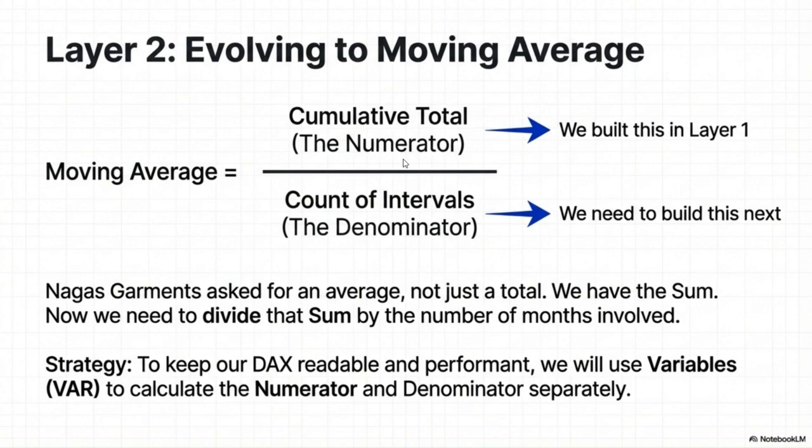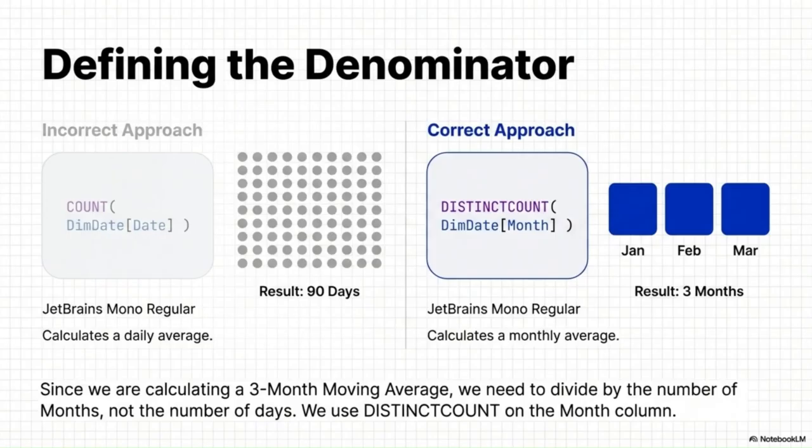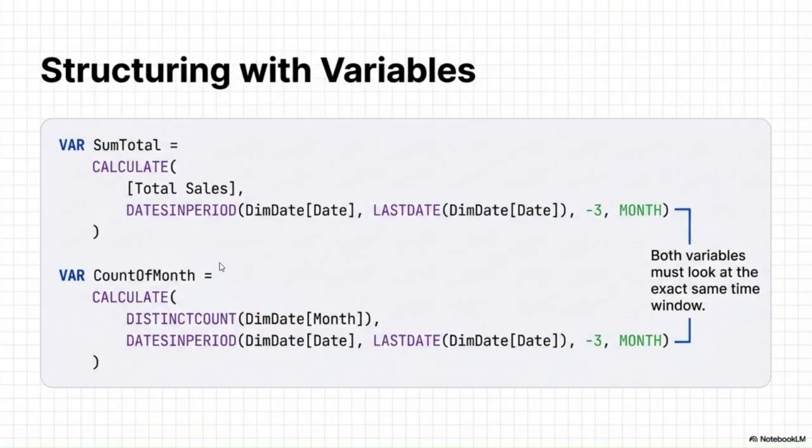A moving average is total divided by number of periods. We already have the total. Now we need the denominator, the number of months. A common mistake is counting days, which gives incorrect results. Use a distinct count of the dim date month. This ensures 3 months means dividing by 3, not by 90 days.